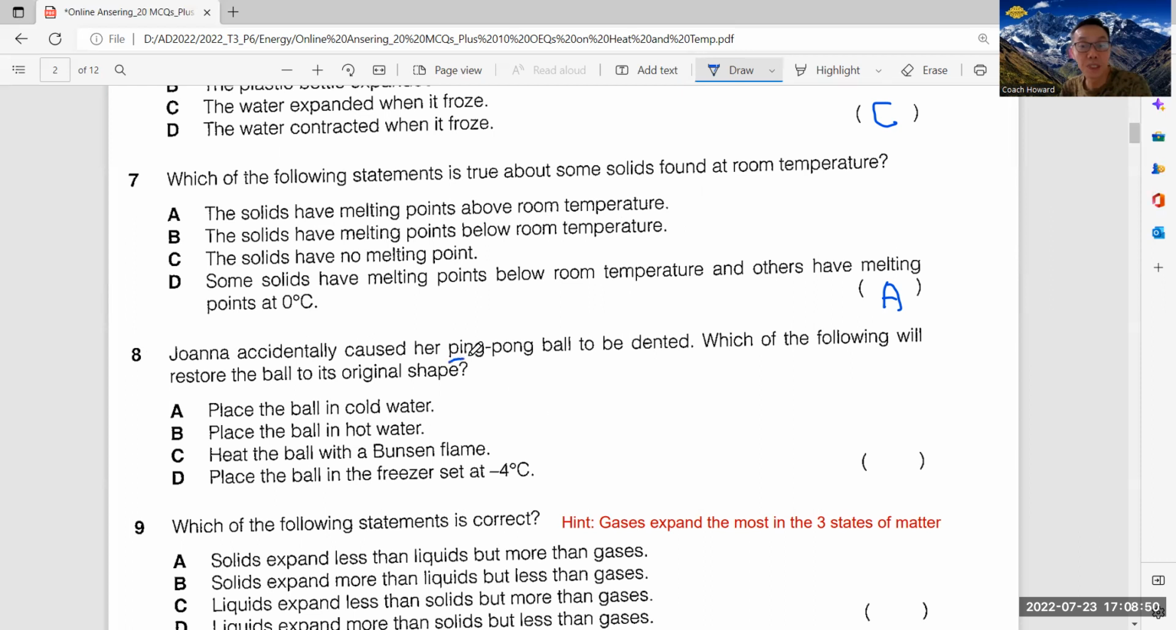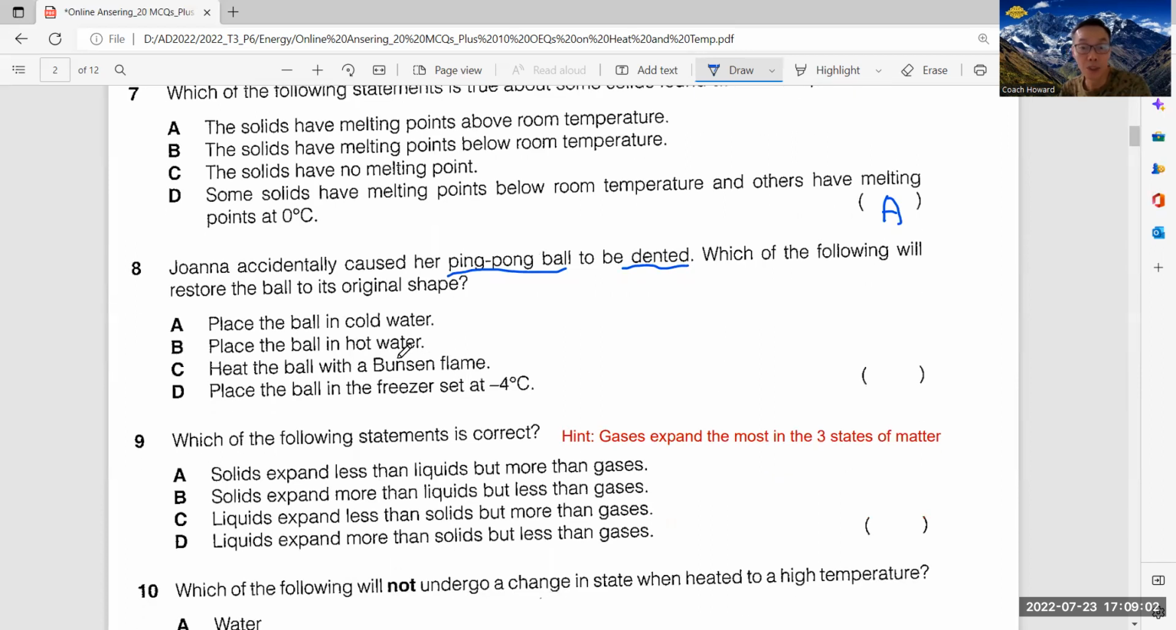Okay, this one I do not know. Some of you may play the table tennis or ping pong. Sometimes you accidentally step on it, it gets dented. So how to recover the dented ping pong ball? You put it in hot water. You don't put it in Bunsen flame because some students put C. I told them if you put in Bunsen flame, the flame will melt the ball. So you place the ping pong ball in boiling hot water. Normally you put the ping pong ball in a bowl, then you pour the boiling water over it, so that the heat from the boiling water will cause the air inside the ping pong ball to expand. By expanding, it will push the dent out.